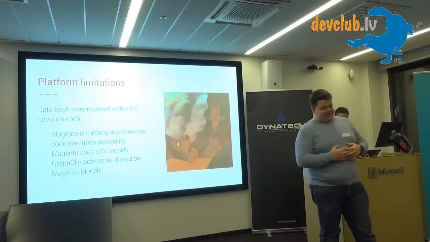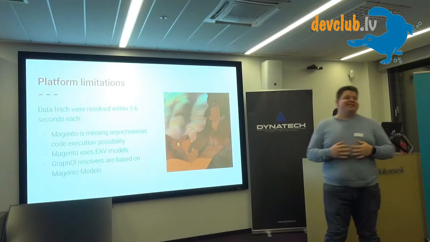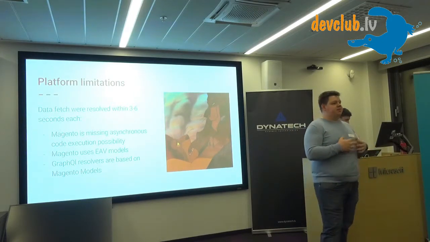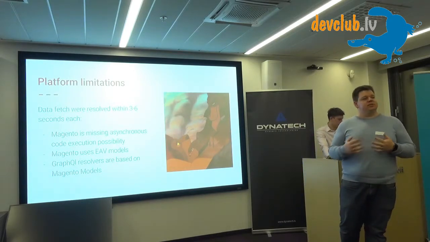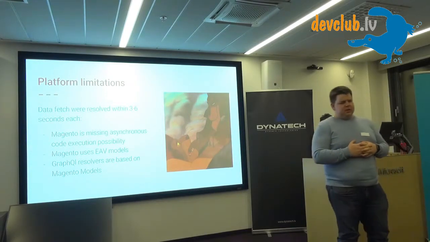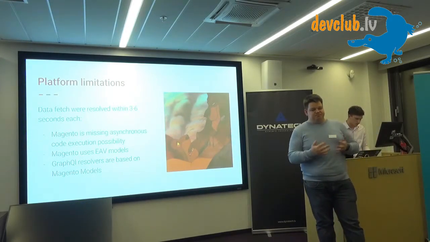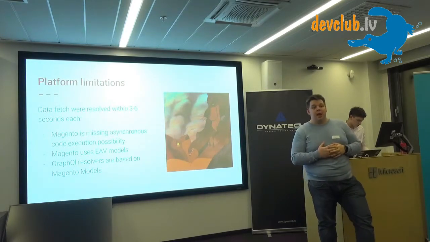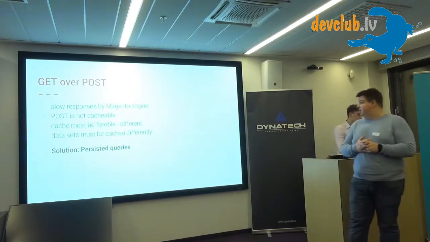It was a really bad experience. There were many reasons, like the EAV model. There are many queries to the databases to resolve these GraphQL requests, and there is only one thread in PHP, which cannot even be executed asynchronously, at least for Magento. So we had to reinvent the cache.